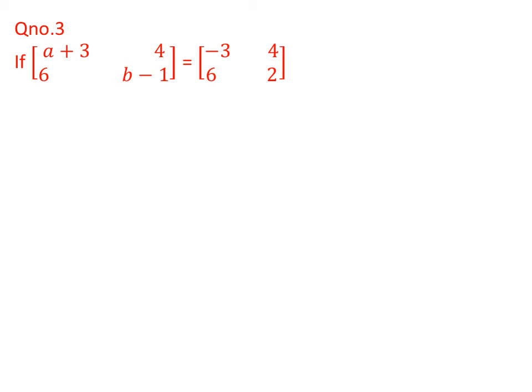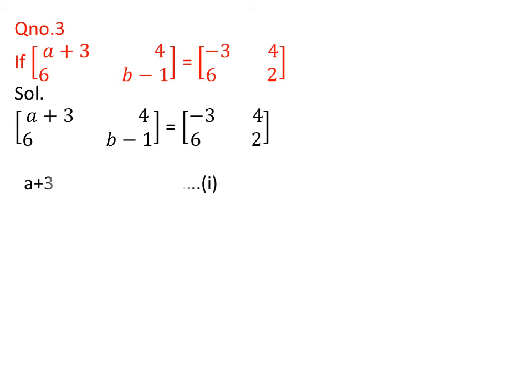Here we have to solve question number 3 in which two matrices are given. If the elements of the first matrix are a plus 3, 4, 6 and b minus 1 and the second matrix has the elements -3, 4, 6 and 2. If both these matrices are equal then we have to find the value of a and b. First of all we will write both these matrices with the equal sign. Now we have to compare the corresponding elements of both these matrices.